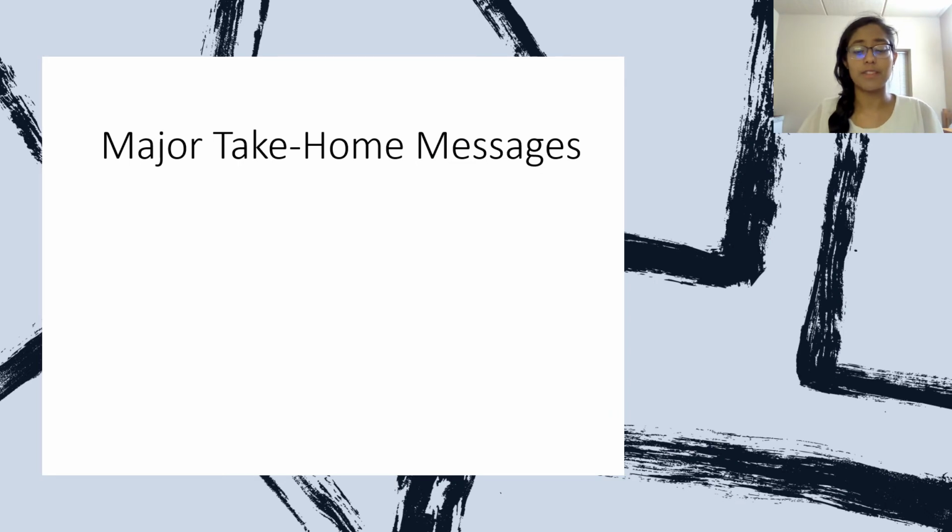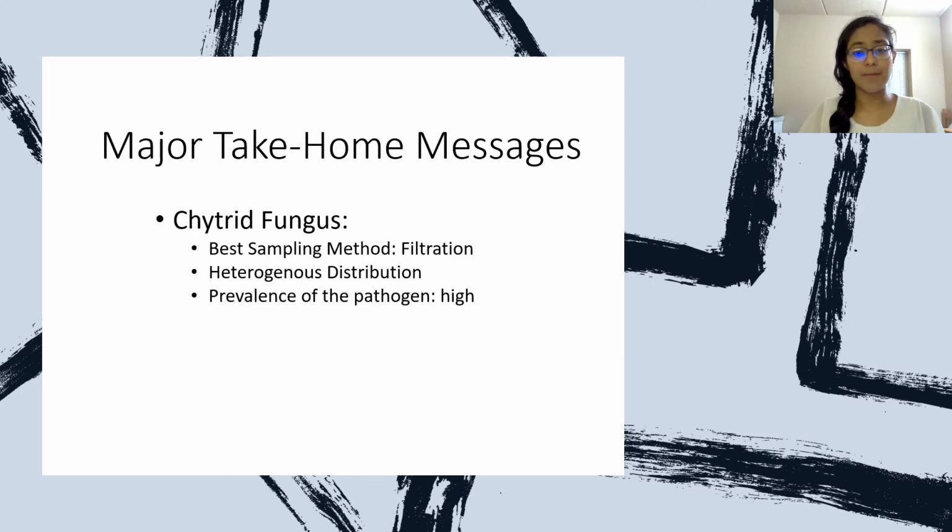Next, I would like to talk about some of the major take-home messages from the results. So we'll start with chytrid fungus. The best sampling method for this pathogen was the filtration method, because we were able to see a large number of locations with positive detections, but also a large number of replicates that had positive detections. Second, we could see that there was a heterogeneous distribution around the lake. And third, there was a very high prevalence of the pathogen, which was seen in the filtration method.